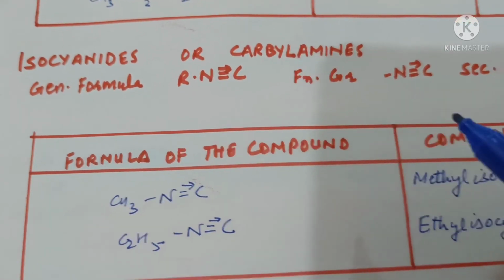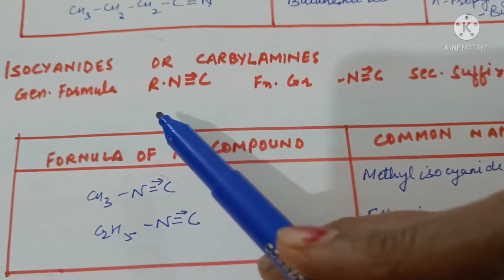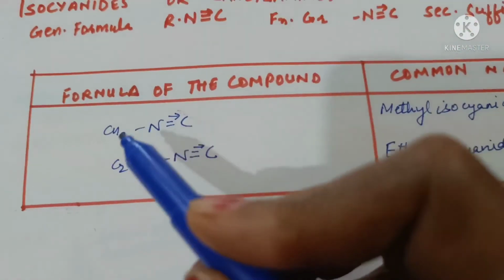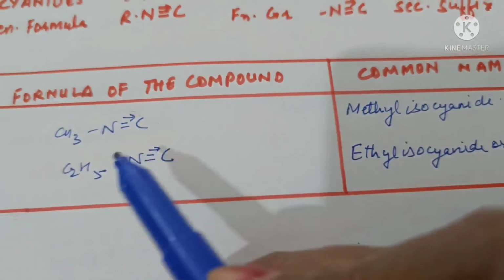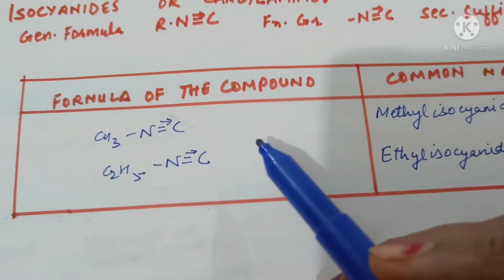In case of isocyanides, where the group is attached as NC to the alkyl group, the prefix iso is used, and there is only a common name for such compounds. There is no IUPAC name. So this will be called methyl isocyanide, and this will be called ethyl isocyanide.